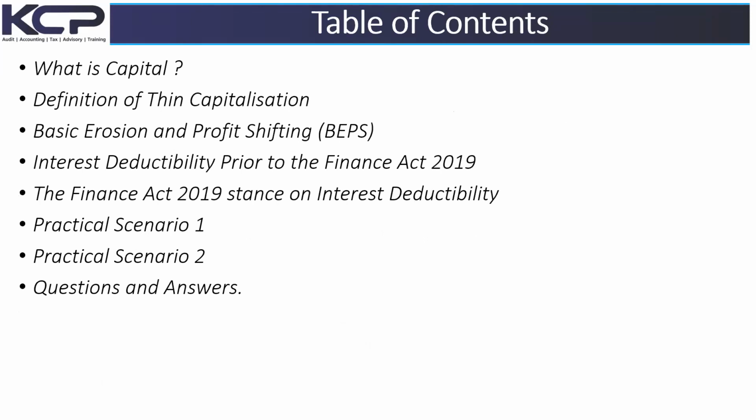In the course of this, we look at what capital is, the definition of thin capitalization vis-a-vis capital flight. We have a brief on base erosion and profit shifting, because it's very much related to what we are discussing today. Then interest deductibility, post the introduction of the Finance Act of 2019. How is interest on loans obtained from foreign related parties treated before now, and effective 2019 by reason of the relevant provisions of the Finance Act, what has really changed?